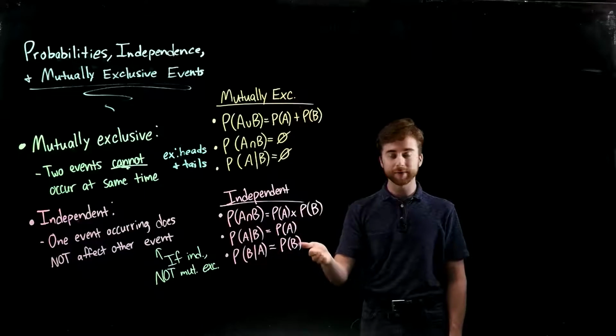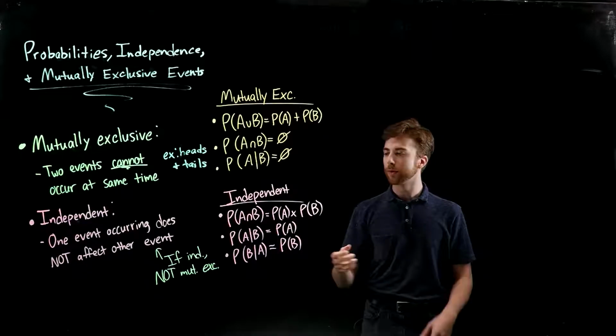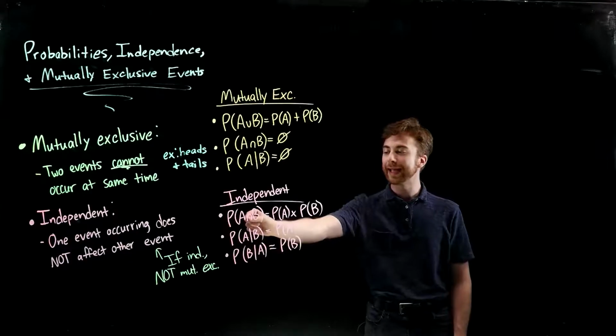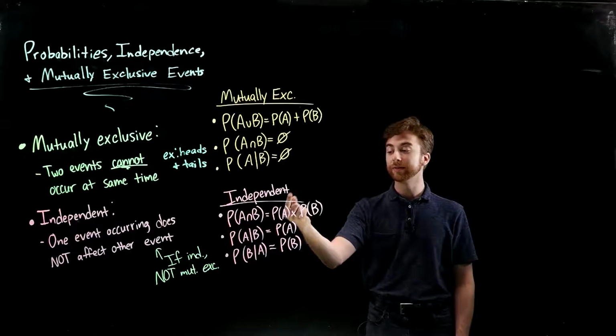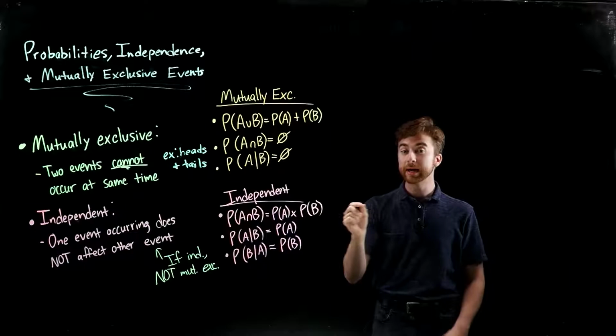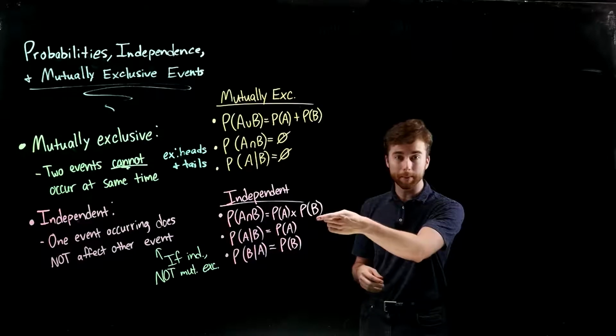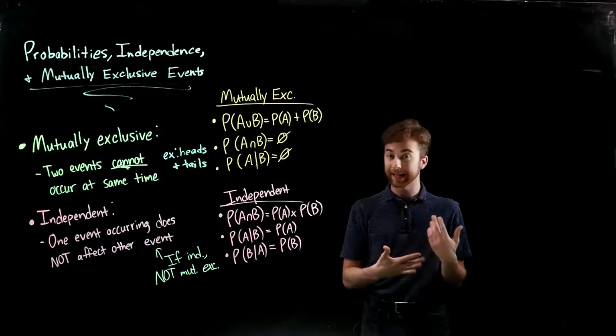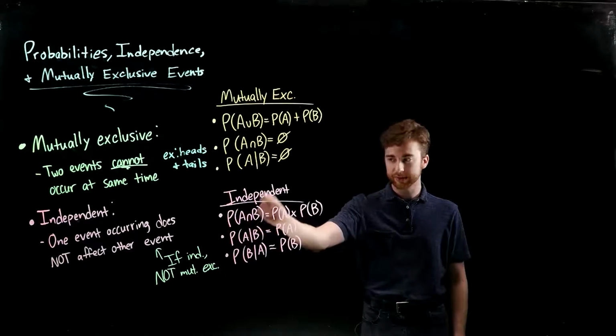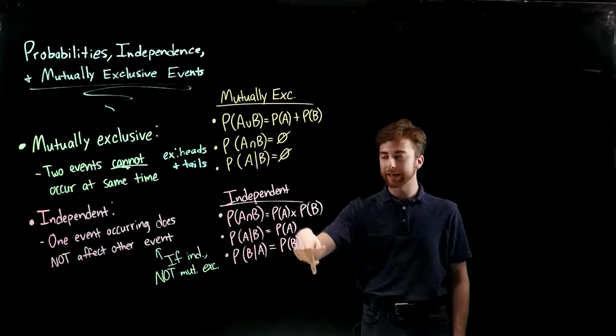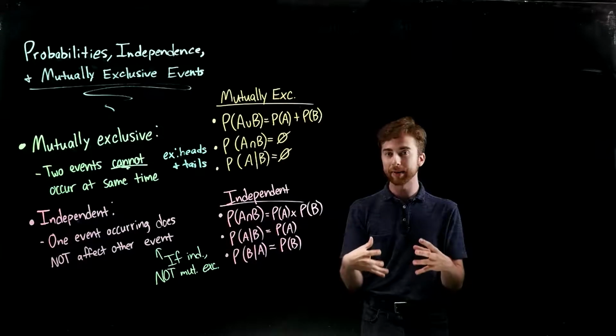As far as the independent formulas go, these are mostly just things to remember. The probability of A and B is just the probability of A times the probability of B. So if you already know that they're independent, and you have to know that before you just jump into this formula, have some sort of information to indicate that, then you can use this formula right here, just multiply those two together. That's the probability that both of them happen at the same time.